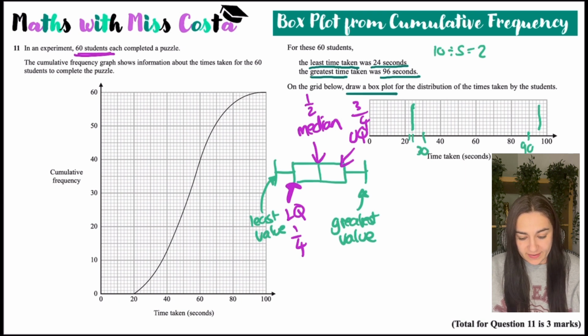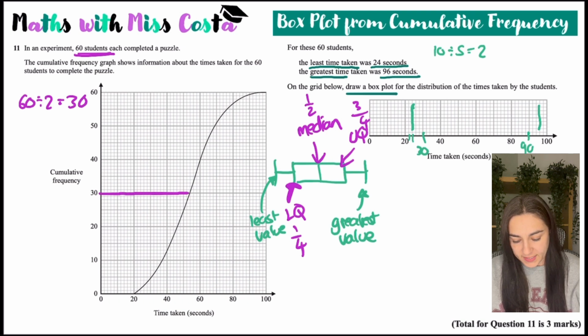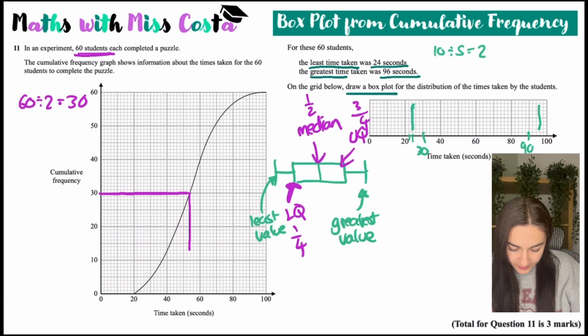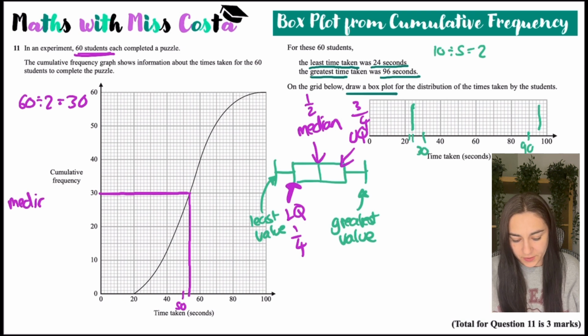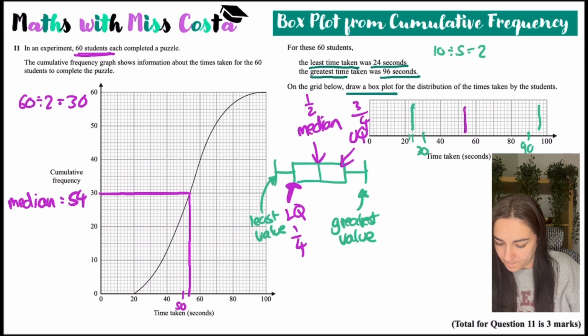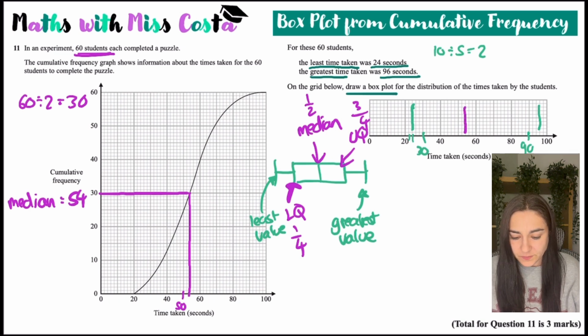So I know that there are 60 students. So to work out the median, 60 divided by 2 is 30. So I go along my cumulative frequency from 30 up to the graph and then I go down. So that would give me, well, this is going up once again, the boxes of 5 are worth 10, so that would give me 54. So I know that my median value is 54. So I plot that here again. So that's my median.